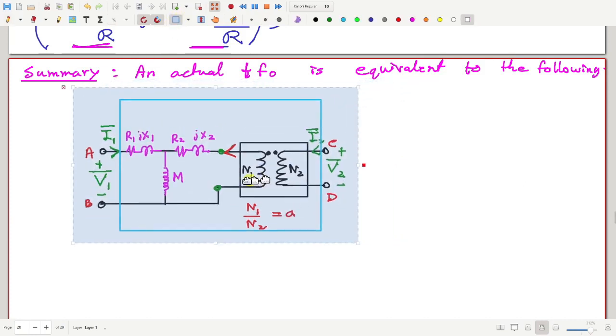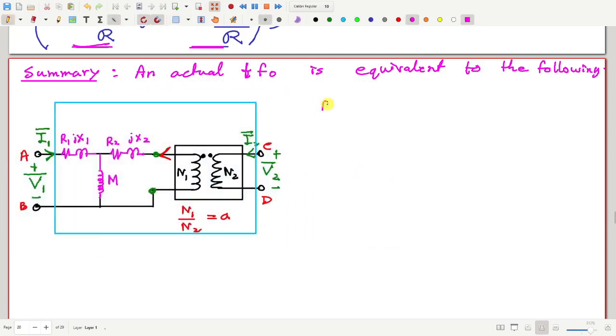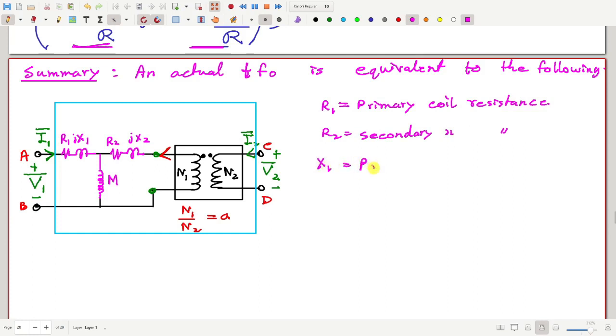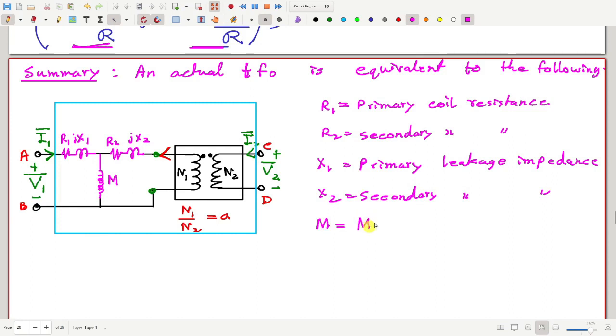We call R1 the primary coil resistance, R2 the secondary coil resistance, and X1 is called the primary coil leakage impedance, and X2 is the secondary leakage impedance. M is called the magnetizing impedance.